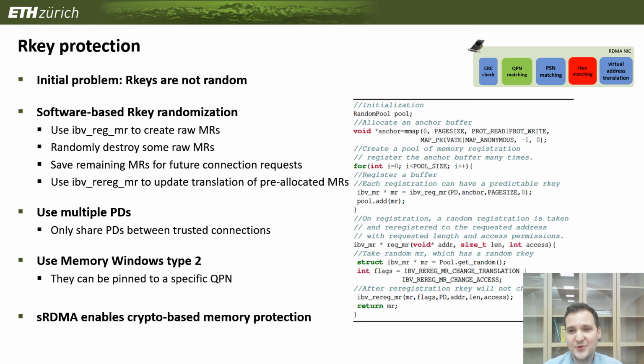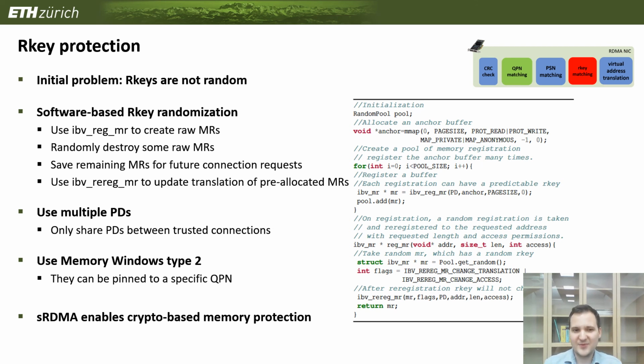Similar to the randomness of QPN, we offer an algorithm which would help applications randomize R keys. For this, applications could just register some anchor memory. So they could allocate one page and then register it, and then they would get new R keys. Then they could sample a random R key from these. And when they need to register new memory, they could just re-register it and remap it to the new address. When you use the ibv_rereg_mr call, you actually preserve the R key, but you can change the translation. That would help applications have random R keys right now without waiting for the firmware update from the vendors.